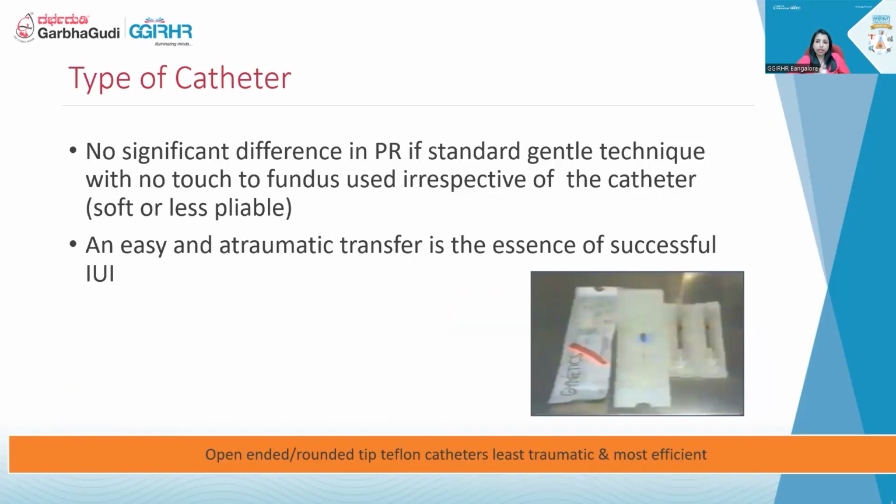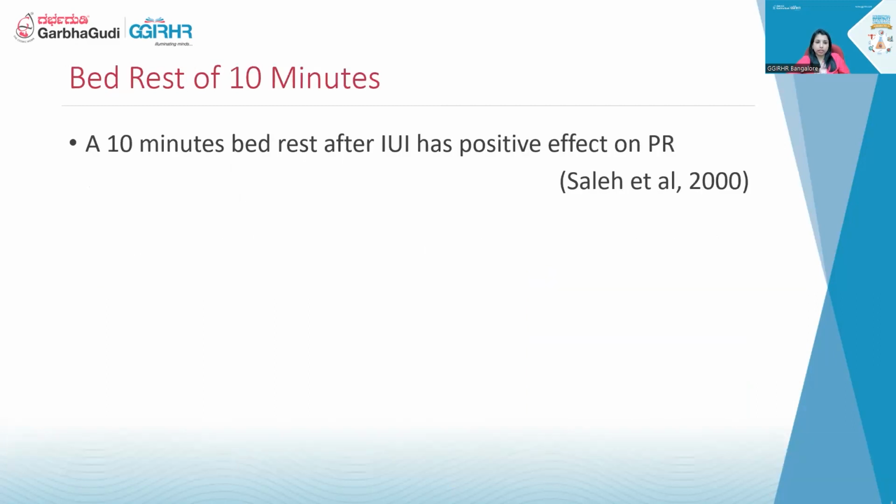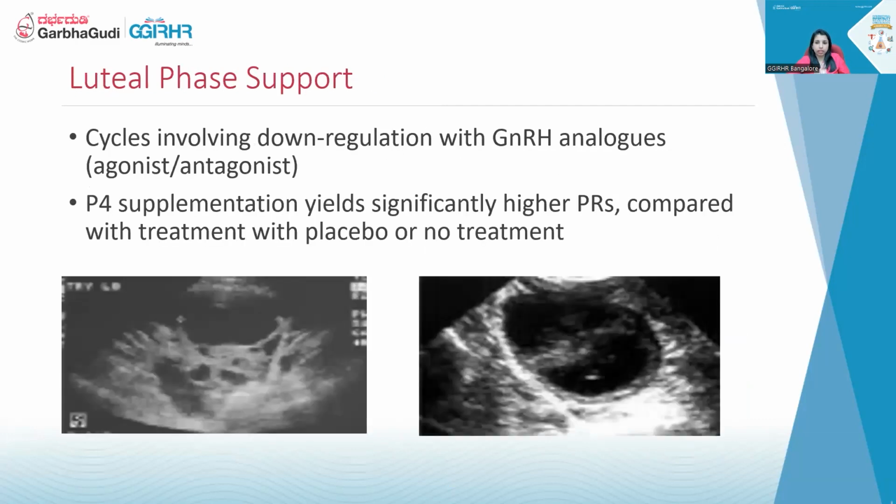So what type of catheter you are using, whether a soft catheter or less pliable catheters, does not make any difference as far as IUI success rates are concerned. The ideal thing is to do the IUI in an atraumatic fashion under ultrasound guidance, so there is no difference in the success rates. Bed rest of 10 to 15 minutes post insemination is recommended for the best success rates.